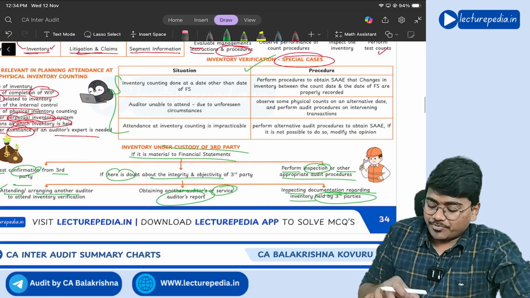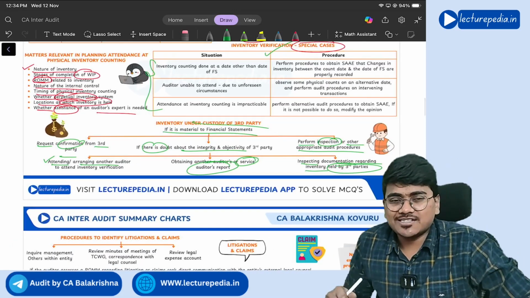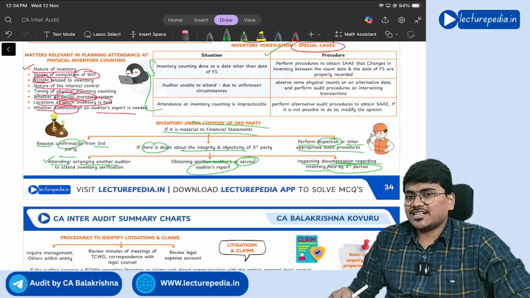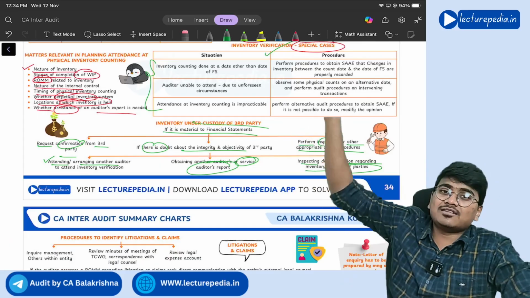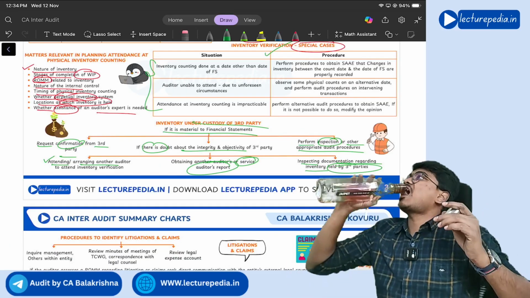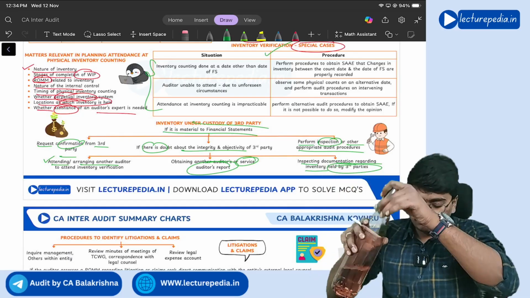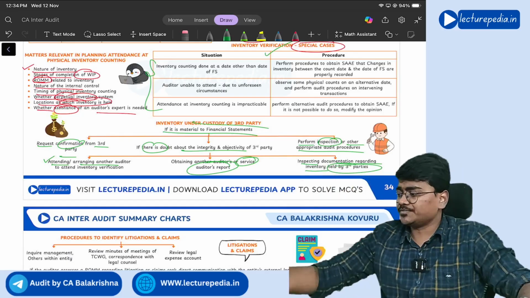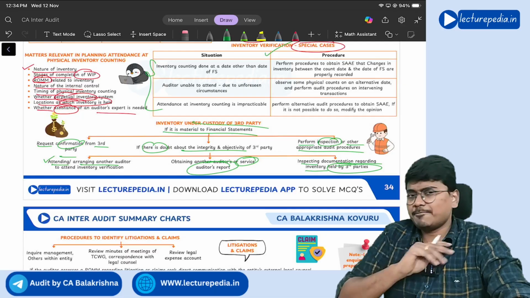So this way you will obtain audit evidence about inventory that is located at the third party's location. Clear? Yeah. So with respect to inventory, it is done.